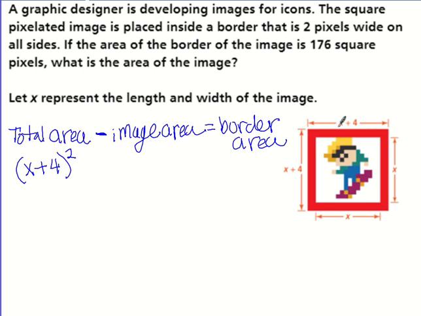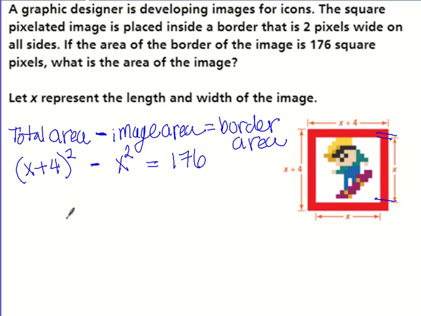See, x plus 4, minus the little guy. The little guy, it's hard to tell, but it's these right here. So it's just x squared. And we know what that actually equals. It told us right here. The area of the border is 176 square pixels. So we want to know what's the area of the image.